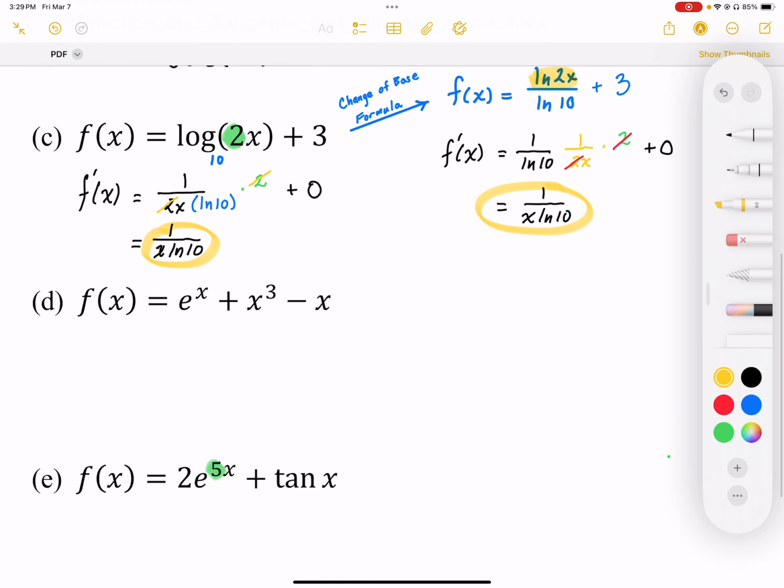Okay, so the next one, D, just involves differentiating an e function or an exponential function. Since it's base e, that's great. The derivative of an exponential is itself. If it's base e, we don't have to account for anything, so it just becomes e to the x. We use the power rule for x cubed, 3x squared, and then we use the power rule for x, so we just end up with minus 1, and there's our derivative.